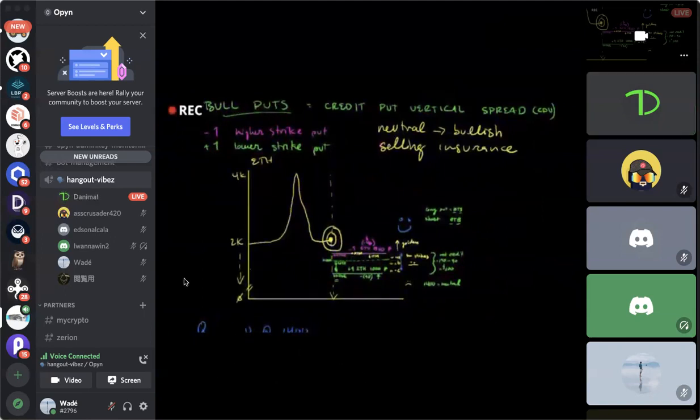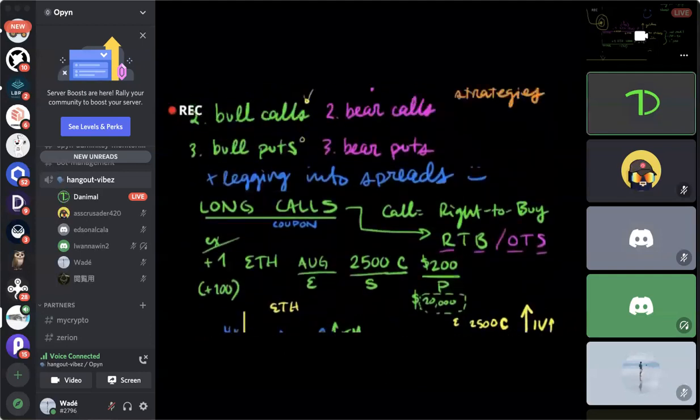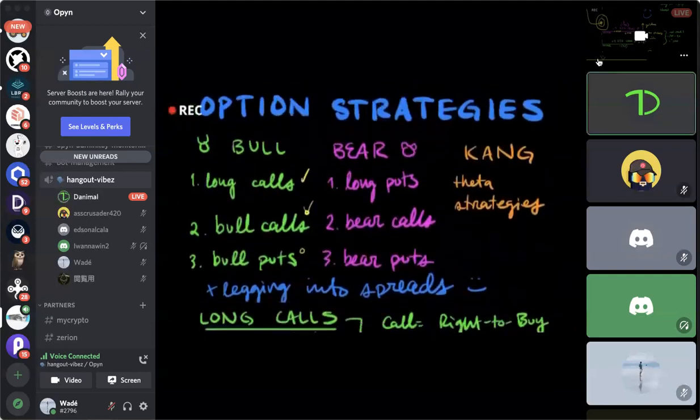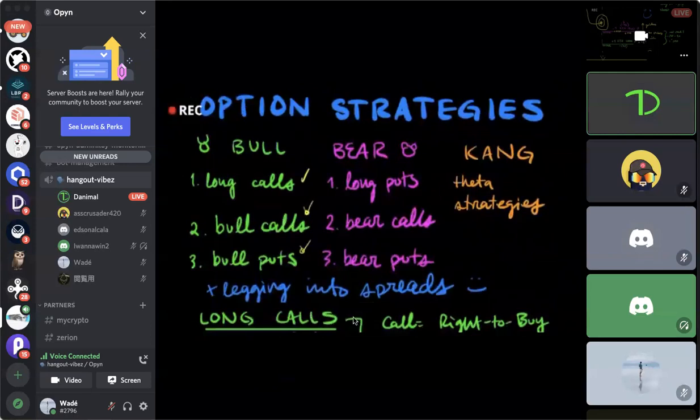So we have bull puts, and we talked about bull. So the three strategies we just talked about are long calls, bull calls, and bull puts. And we got into some detail about how to manage that strategy and break-even points, things like that, right? Cool. So next, let's talk about some bear strategies. And these are very similar to the ones we just discussed, so we can breeze through it and then have a Q&A.